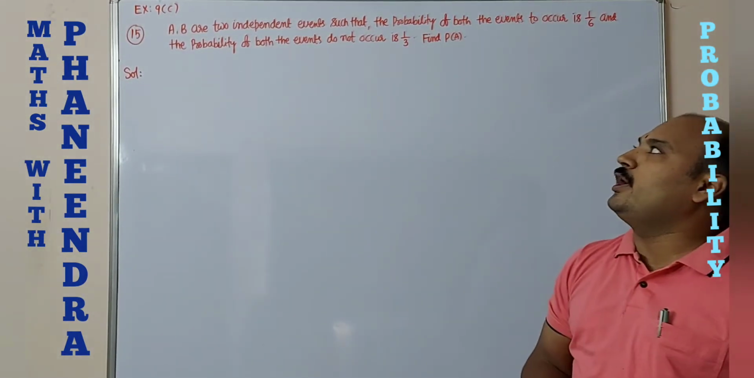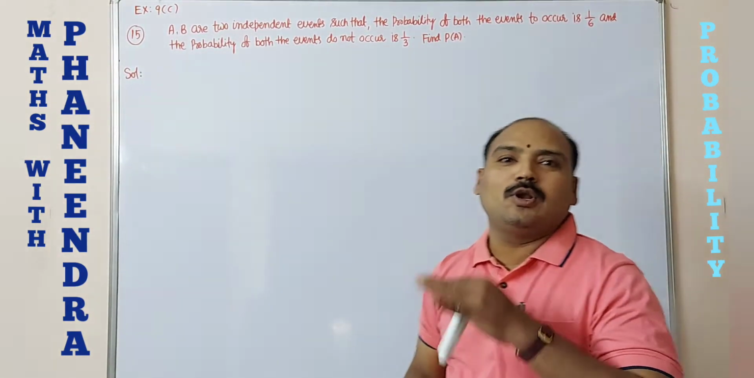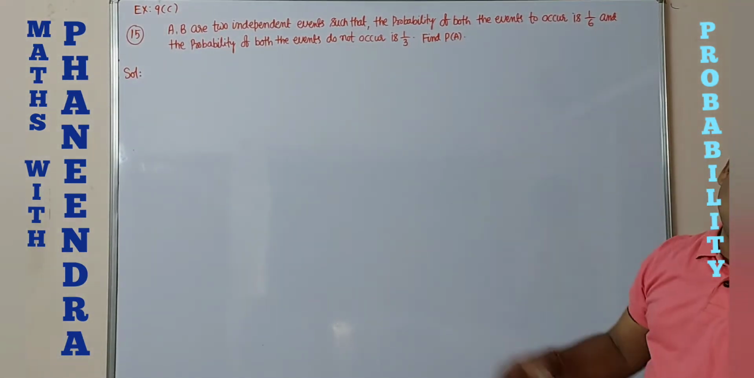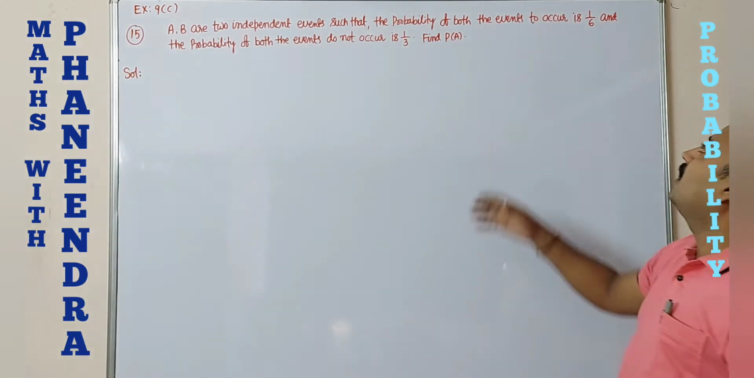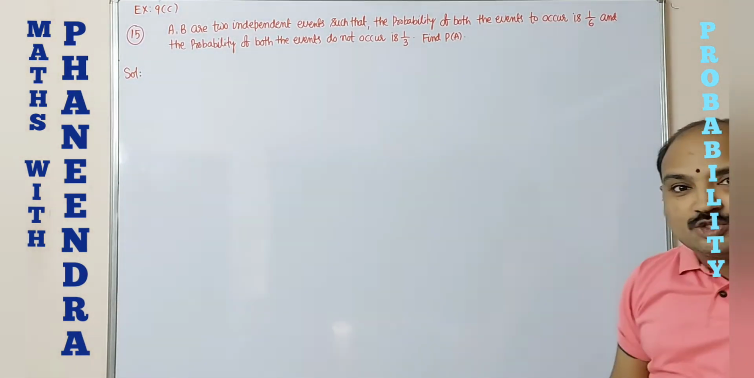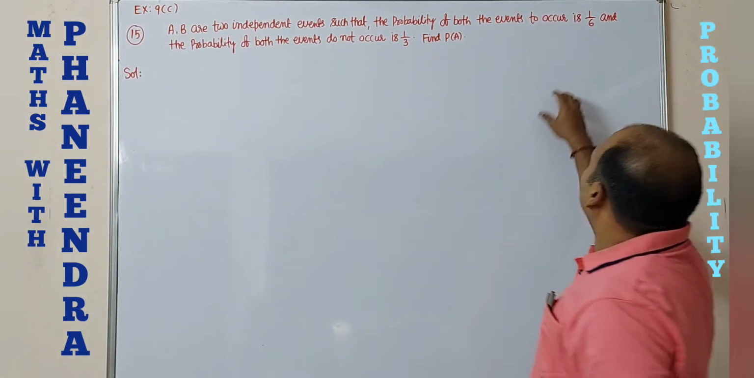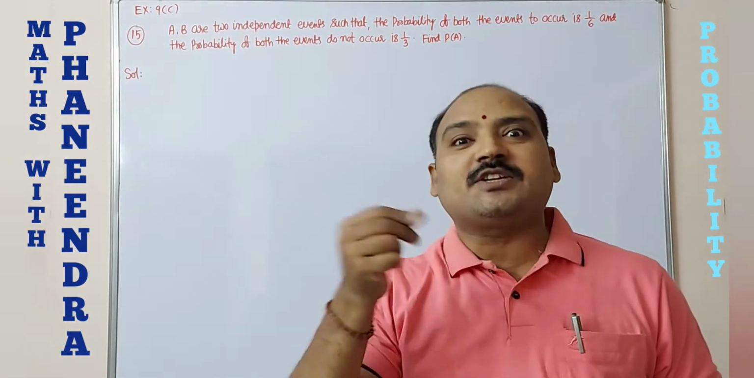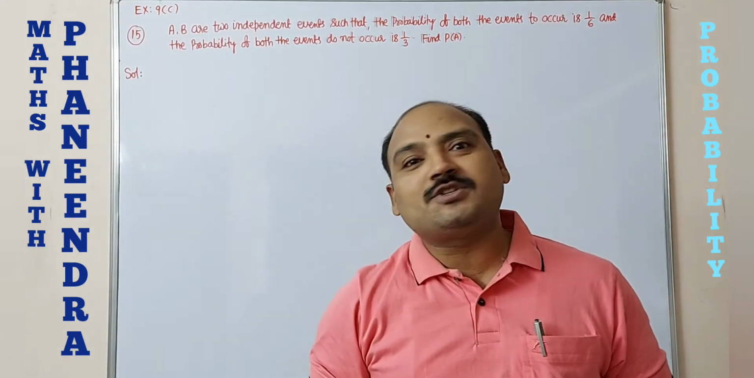A, B are two independent events such that the probability of both the events to occur, here only important information. First, if you find this value, you will get the complete answer. Why? Because some students will fail to understand this concept only, first step. The probability of both the events to occur means probability of A intersection B. And the second one, the probability of both the events do not occur, is P of A complement intersection B complement, or P of A union B whole complement, both are same.